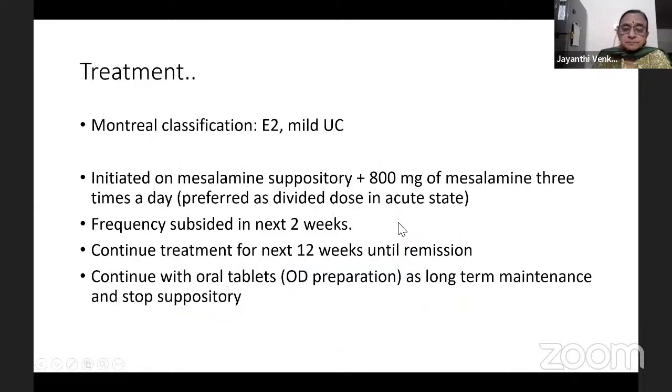So this patient, based on the Montreal classification, belonged to E2. It was left-sided colitis with mild ulcerative colitis. The patient was started on mesalamine suppository.